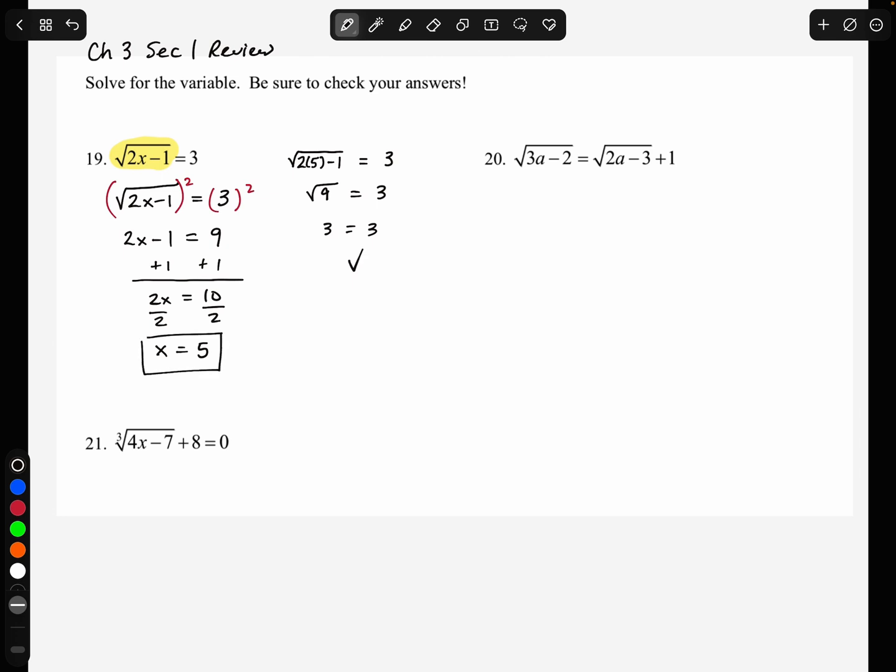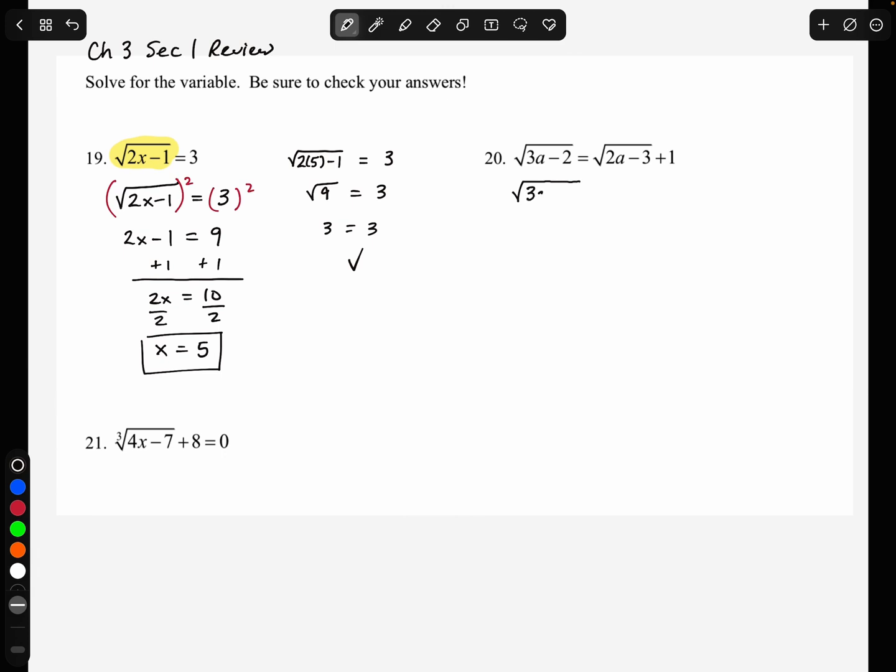Okay, let's look at number 20. Now this one's a little bit more challenging problem because we've got 2 square roots, right? We definitely don't want the 2 square roots on the same side, so it's good that we have them on opposite sides. And since we have one isolated already, we can go ahead and focus on taking the square root of each side.